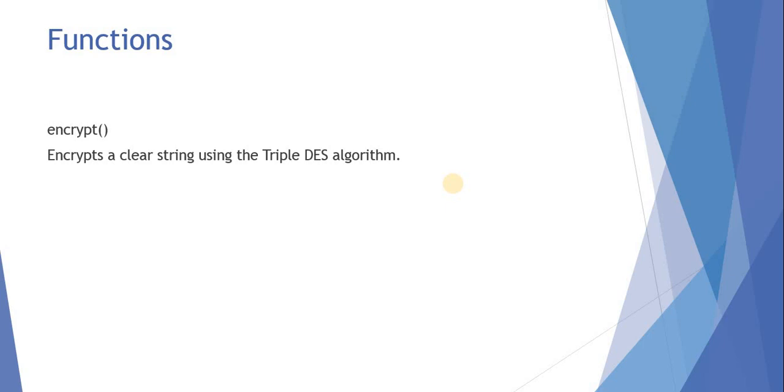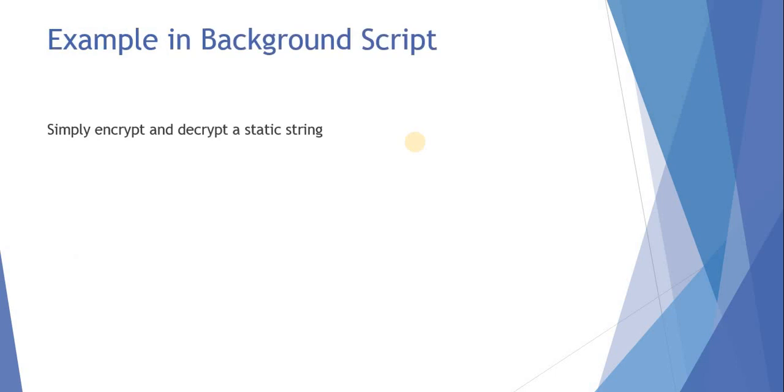There are two functions available out of the box for the GlideEncrypter class. The first one is encrypt, and as the name suggests, it will encrypt your string using the DES algorithm. The second one is decrypt, and it will decrypt your string back using the DES algorithm, and it will be plain text again. In the example, we'll be using a background script and we'll simply pass a string to encrypt, and then we will decrypt it back to the normal string.